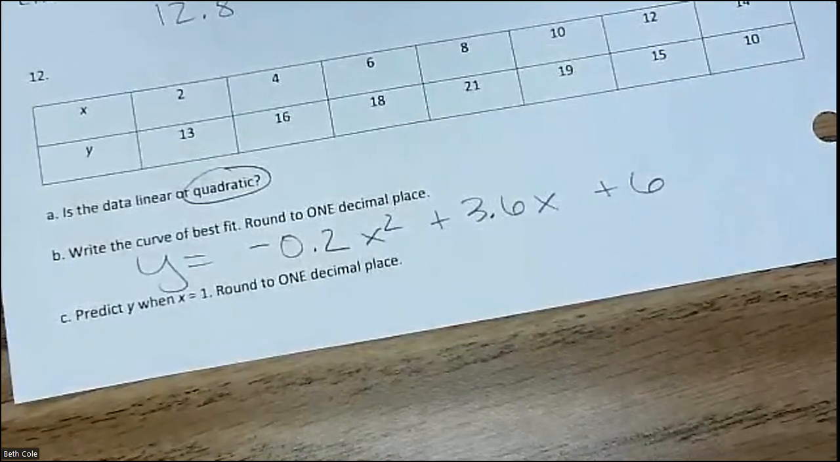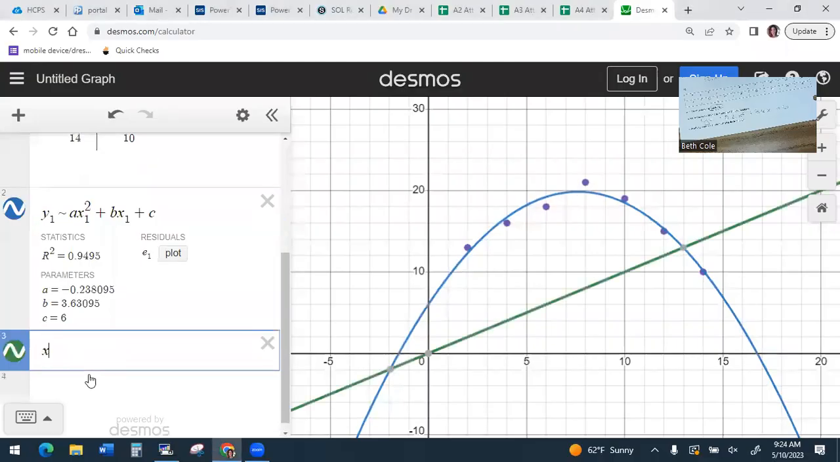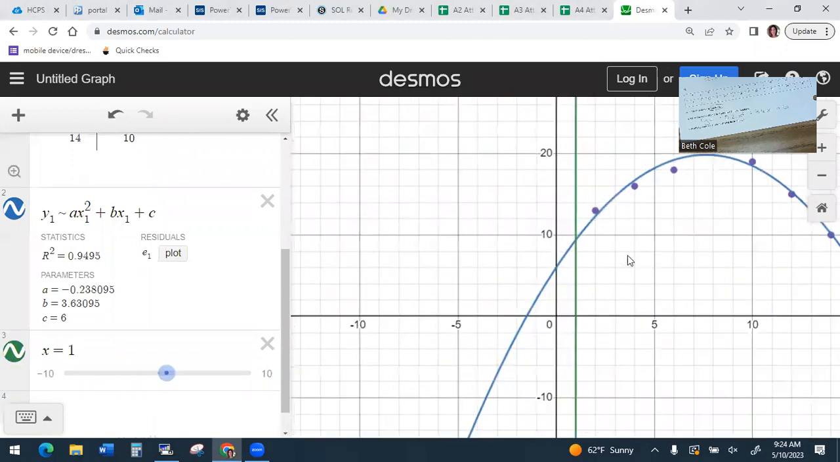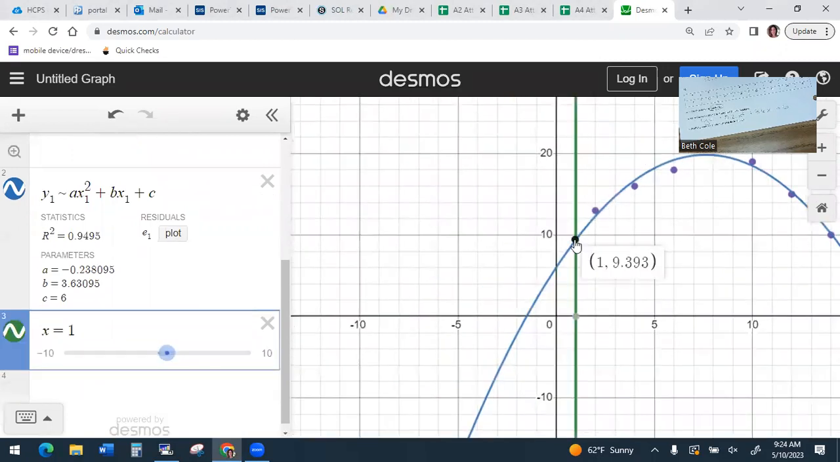And then for this last one, we're going to go back and type in x equals 1. Again, sometimes you have to move this around to find the intersection, but look right here. And the answer's not the 1. That was like throwing people off last time. We typed in the 1. Your answer's the other part. So our answer, if you rounded that to one place, 9.4, good job.